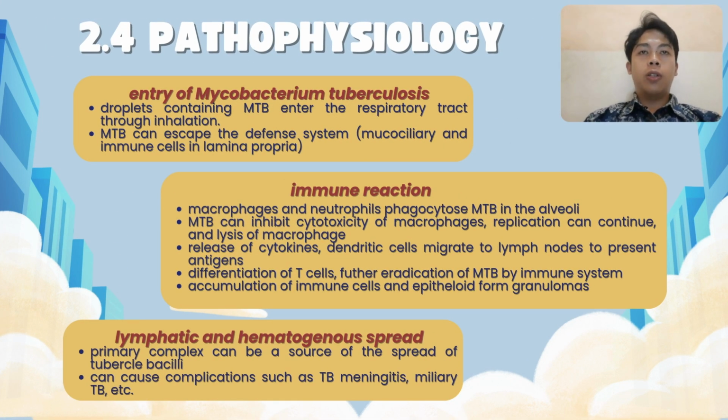About the pathophysiology. First is the entry of Mycobacterium tuberculosis. Droplets containing MTB can enter the respiratory tract through inhalation, and then the MTB can escape the defense system, which consists of mucociliary clearance and immune cells in the lamina propria, and then the immune reaction occurs.